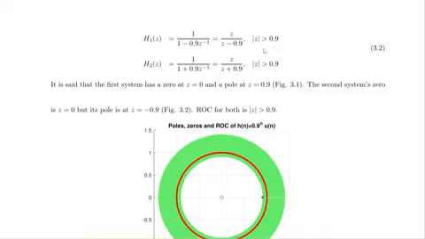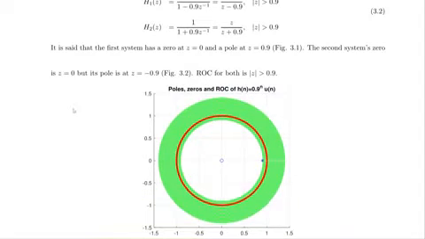The same ROC. It's said that the first system has a 0 at z equals 0 and a pole at location 0.9. The second system's 0 is again at 0, but its pole resides at minus 0.9. Just put the denominator equal to 0, then you will find the roots.